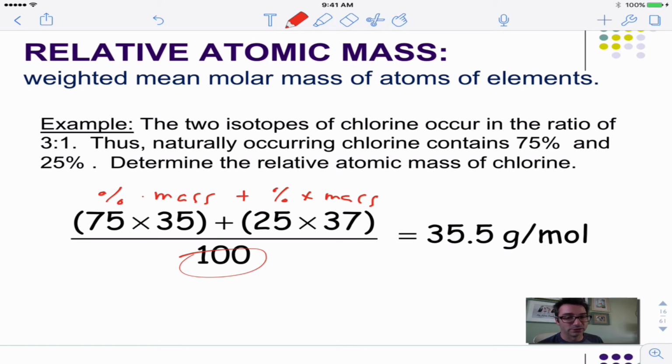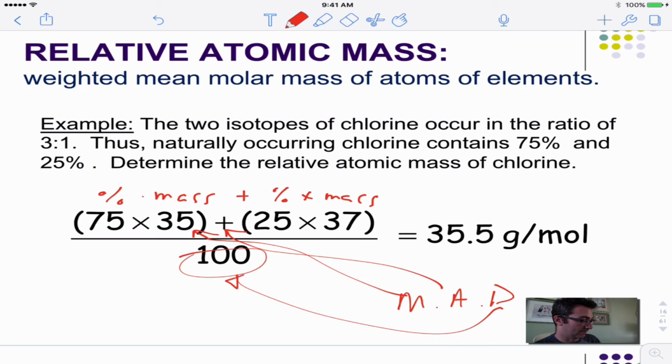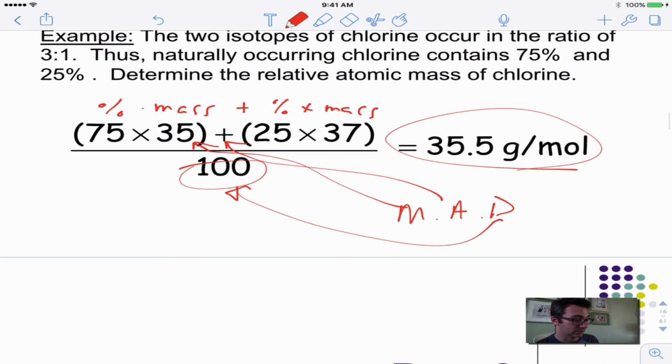If you had me for honors chemistry, I used to call this getting MAD, M-A-D, because I would multiply, I would add the answers, and then I would divide by 100. Notice this is a weighted average. It's not 35 plus 37 divided by 2. It's the 35 times its percentage, plus the 37 times its percentage, over 100.